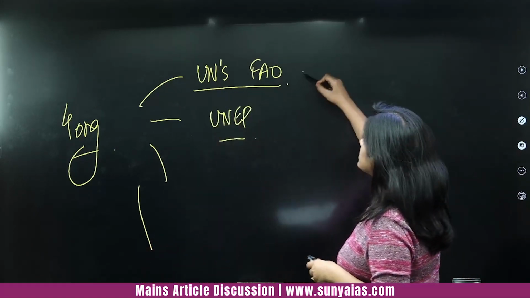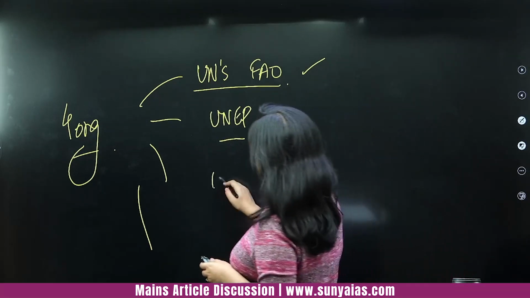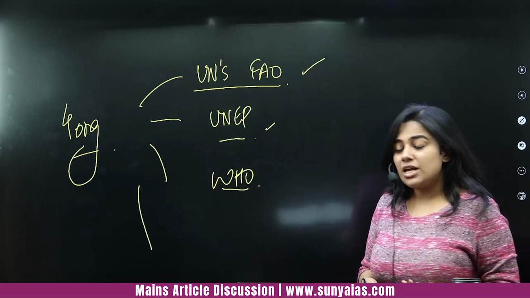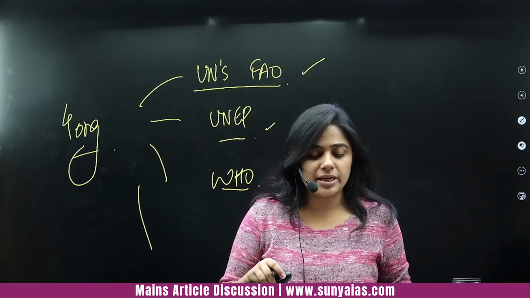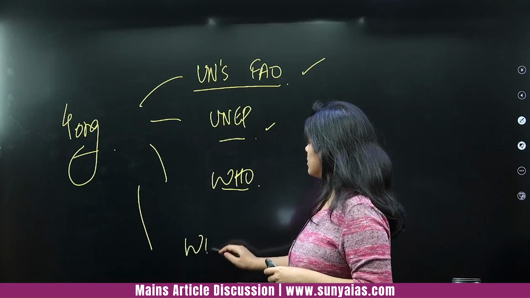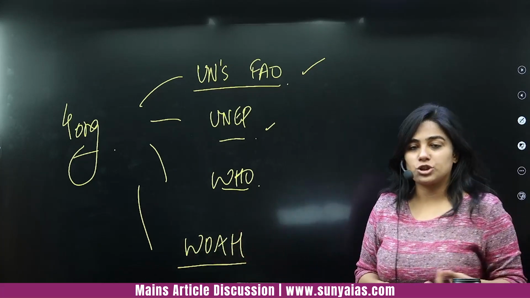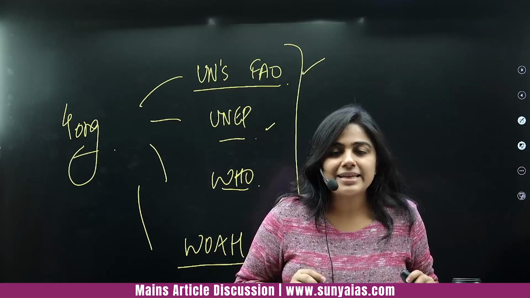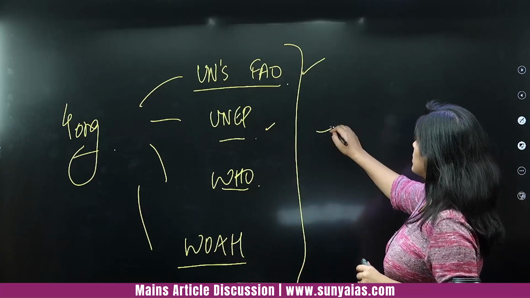So FAO is pretty understandable. UNEP is pretty understandable. The third is extremely understandable, that is WHO, World Health Organization. We are talking about One Health, so World Health Organization has to be there. And World Organization for Animal Health, WOAH. These four organizations came together and they created a plan called One Health Joint Plan of Action.